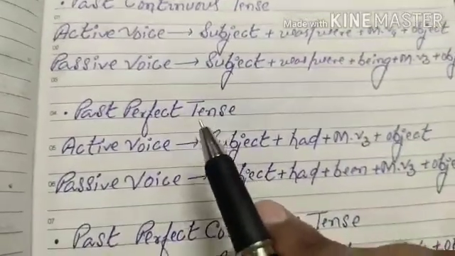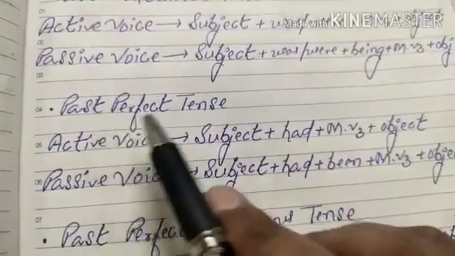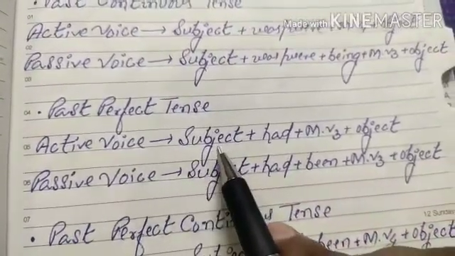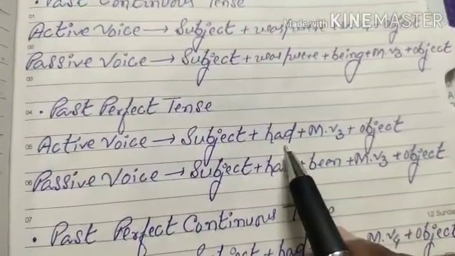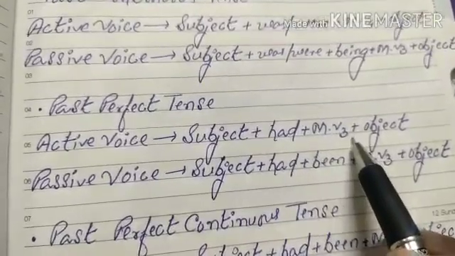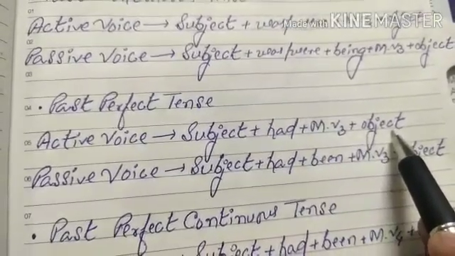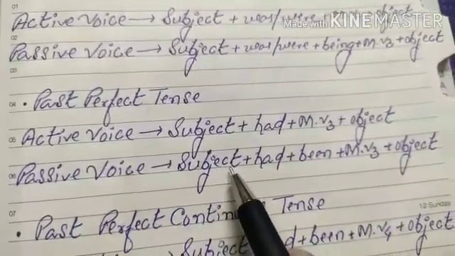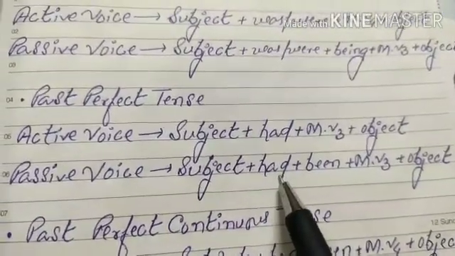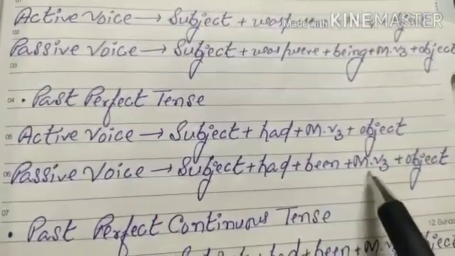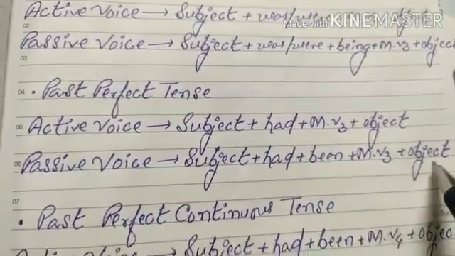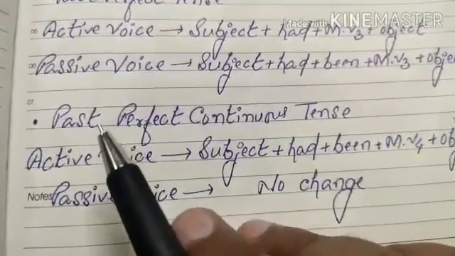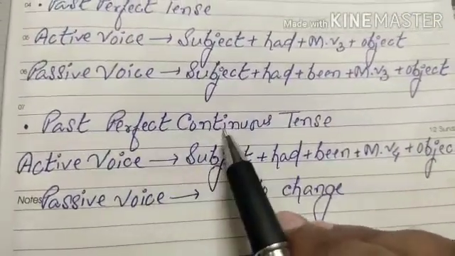The third form of past tense is past perfect tense. The structure in active voice is subject plus had plus main verb in V3 plus object. But the structure in passive voice of past perfect tense is subject plus had plus been plus main verb in V3 plus object.